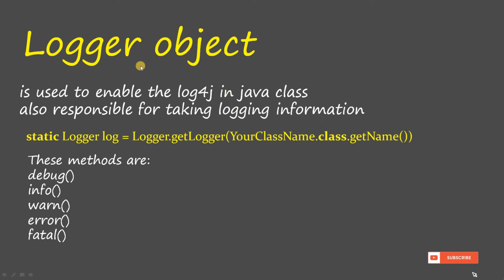The very first layer or object is the logger object. It is used to enable Log4j in a Java application, and it is also responsible for taking logging information. The logger object provides various methods like debug, info, warn, error and fatal to capture the different log level details. We'll talk about each one in the demo section.